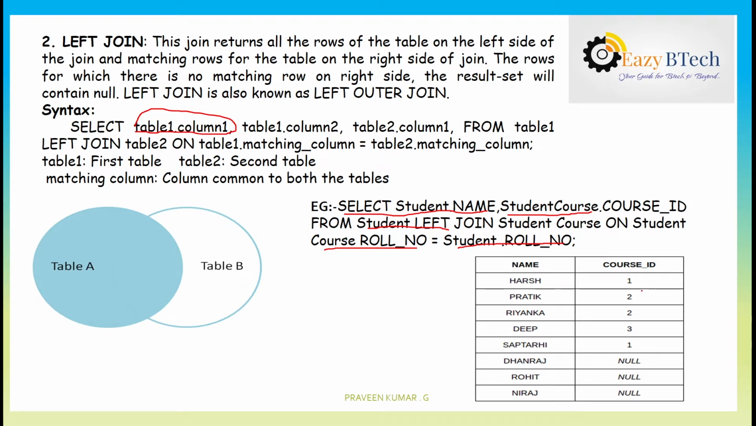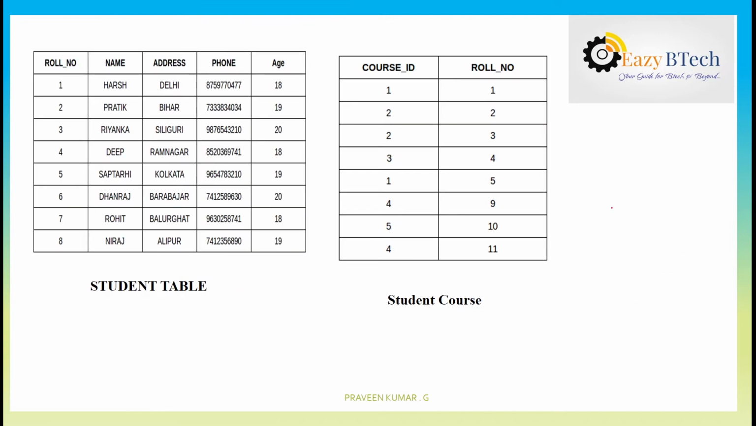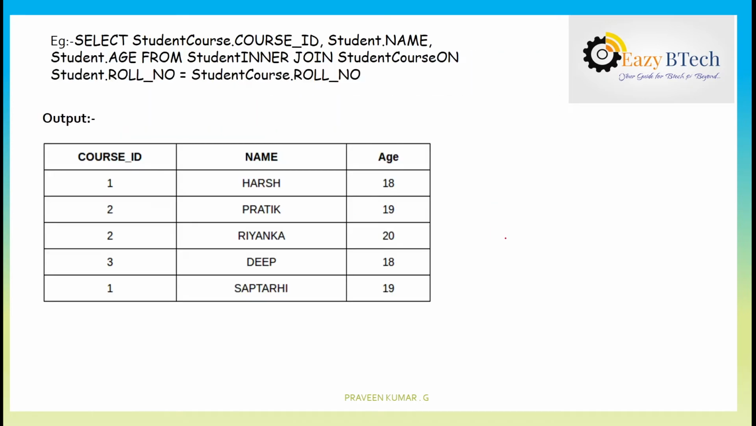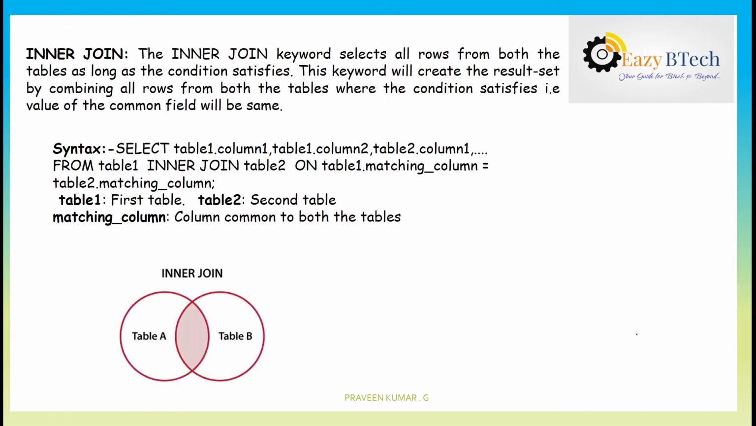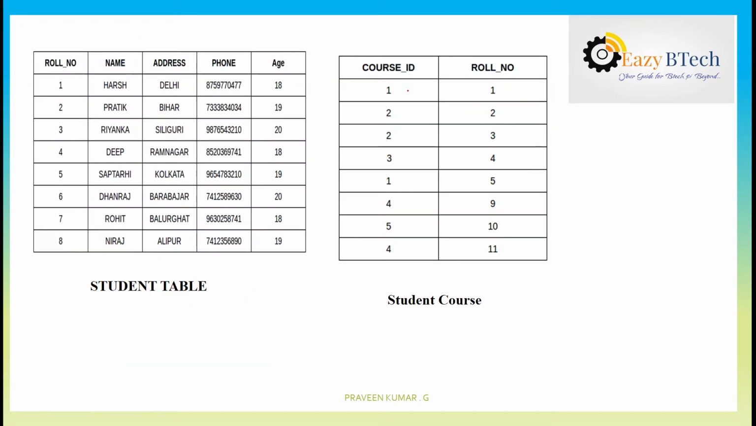We have only roll numbers, meaning course IDs, 1, 2 and 3 available. Roll numbers 1, 2, 3 are the only ones available. 4 is not available. Some, 9, 10, 11 are not available. That's why it prints only 1, 2, 3, 1. Please check here: course ID 1, 2, 2, 3, 1, up to here.